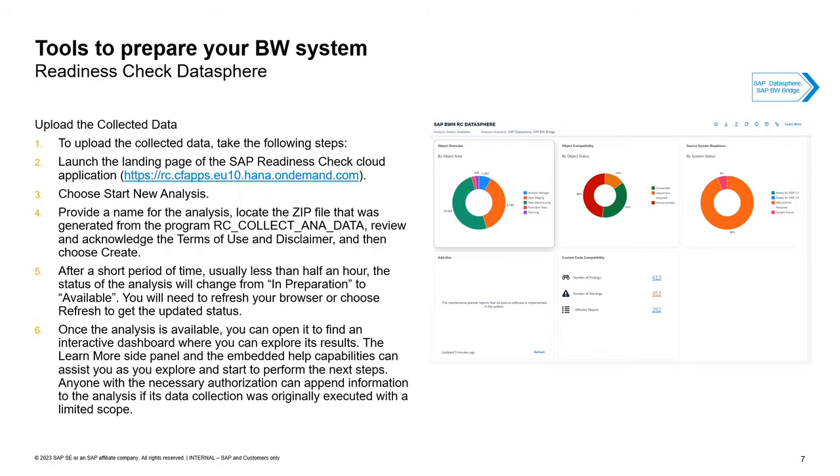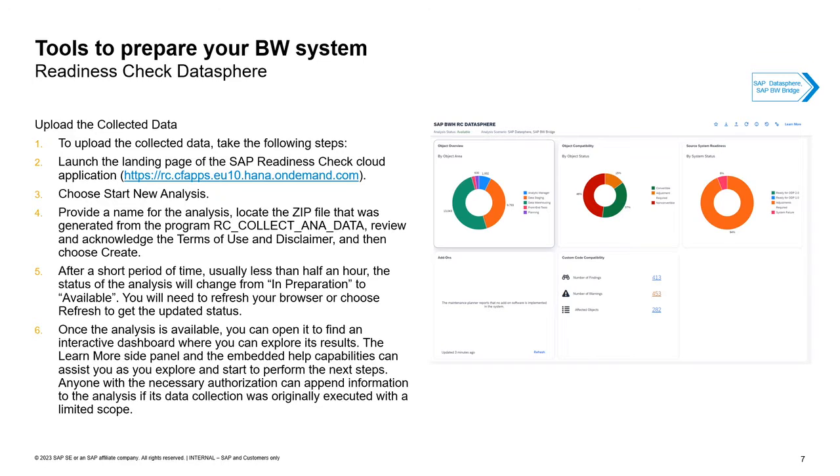So again, now that we've run the program and got the results, we need to upload them to the SAP Readiness Check website. Here it's listed, but it's probably easier to just grab it from the SAP note. You click Start New Analysis, you give it a name, you upload your zip file, you make sure you review and acknowledge the terms of use and the disclaimer, and then click Create.